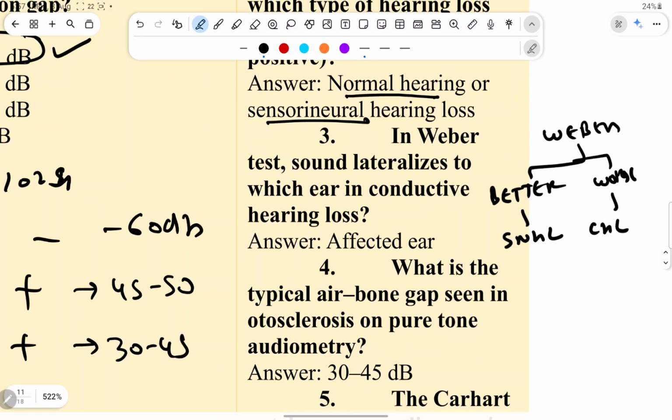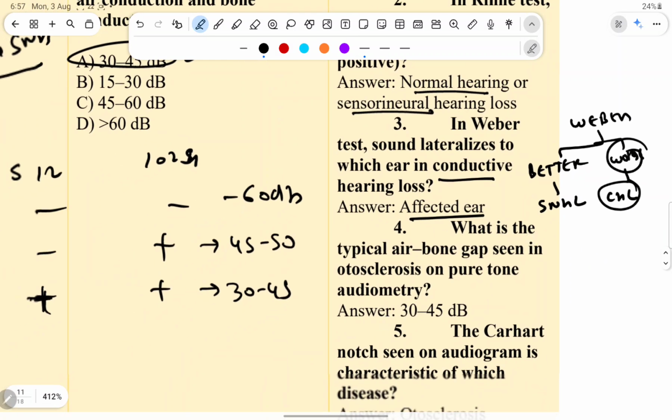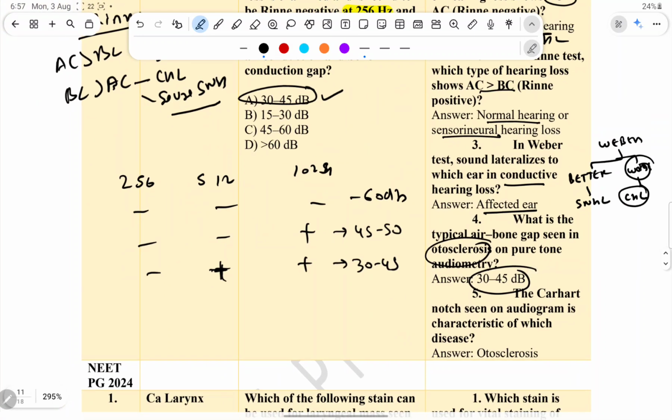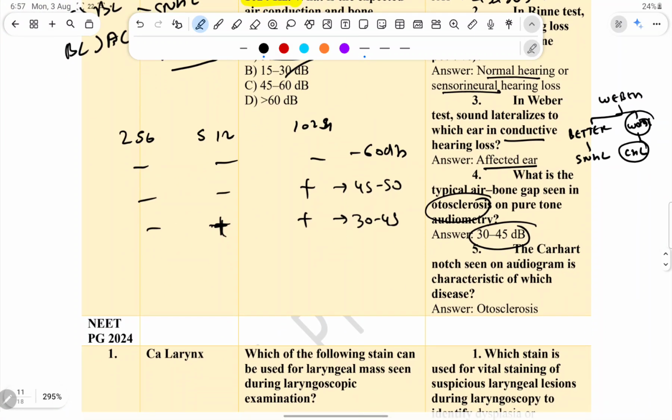If it is lateralized to which ear in conductive hearing loss? In conductive hearing loss, it is the worse, affected ear. What is the typical air-bone gap seen in otosclerosis? 30 to 45 decibels. And Carhart notch in the audiogram is seen in otosclerosis.